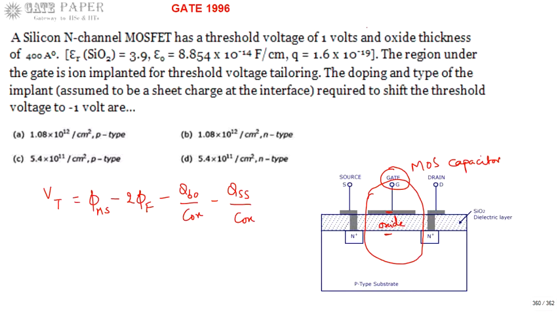So what are the different components which give rise to this voltage? These are the four different components: one is phi_ms, second is 2 phi_f, then QB0 by COX, and QSS by COX. By combining these four components, the total voltage results. You must overcome that voltage, and we call that voltage the threshold voltage. First of all, we will discuss each and every component and what its importance is.